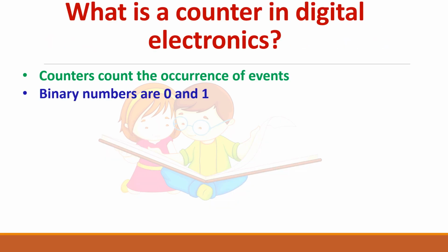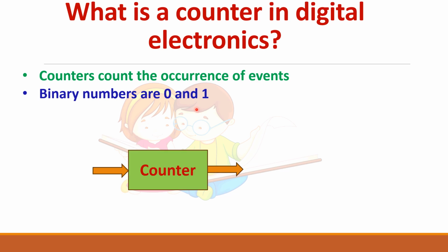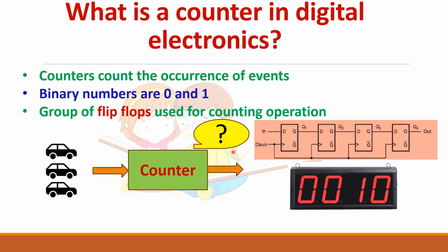So what is a counter in digital electronics? We have seen that counters count the occurrence of events. Here we use the binary numbers 0 and 1 to count the events. For example, if I want to count the number of cars passing a particular region, I can design a counter such that I display the number of cars with the help of the binary numbers 0 and 1. So what should be inside the counter to do that? It is basically a set of flip-flops, and logic gates can be used. We know flip-flops and logic gates work with zeros and ones. So using these, we can do counting.